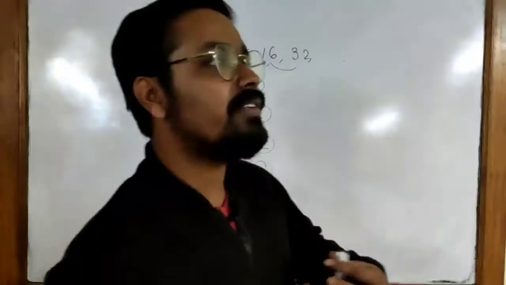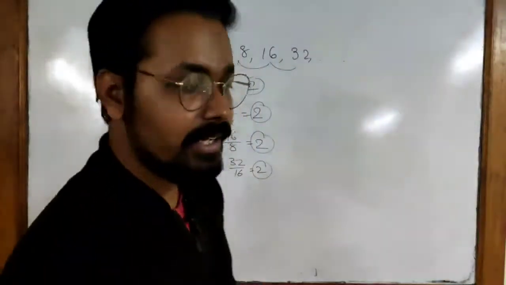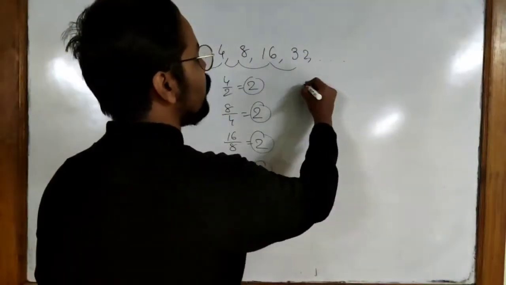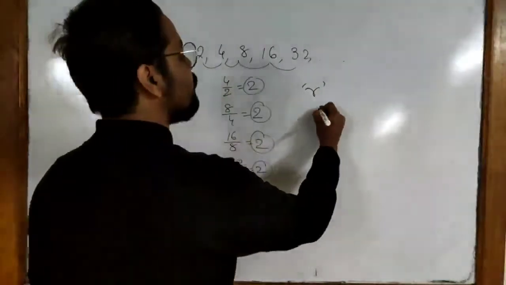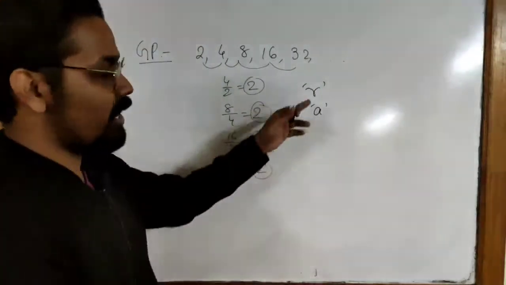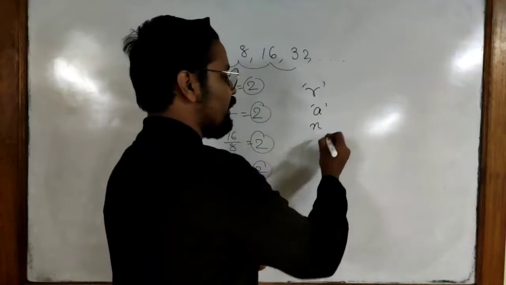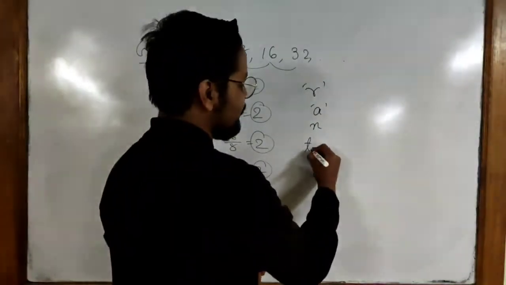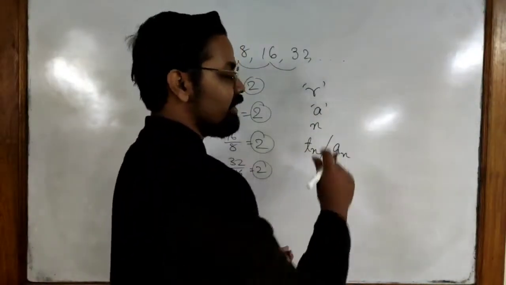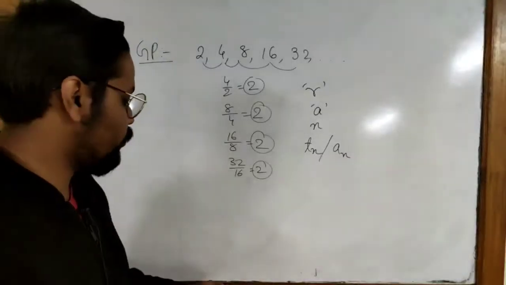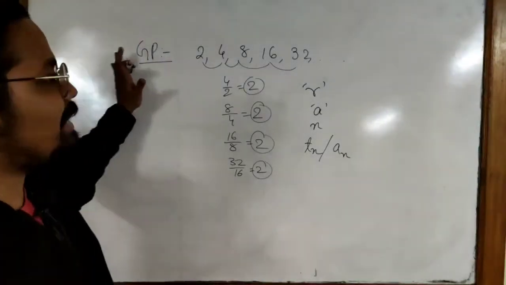Okay, so we need to have a common ratio, and we denote common ratio by small r. First term will be the same, that is a, but the ratio becomes r. Number of terms is also n, and the nth term you can either define as Tn or as an, whatever you want according to your wish. So that's what we mean by a GP.